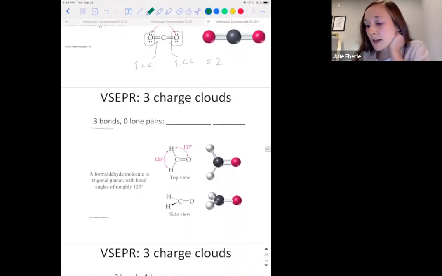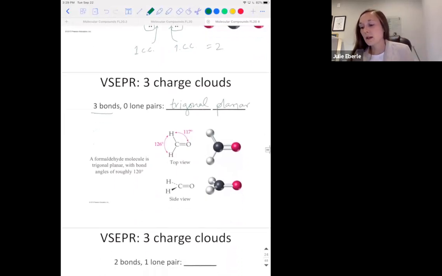If we have 3 bonded atoms and 0 lone pairs, we said this is, remember, did you say it right in your head? Trigonal, or did you say trigonal? You said trigonal. Trigonal planar. This is showing you, it's called formaldehyde.